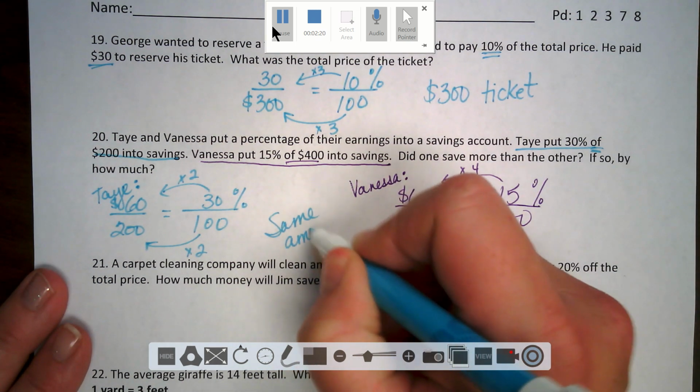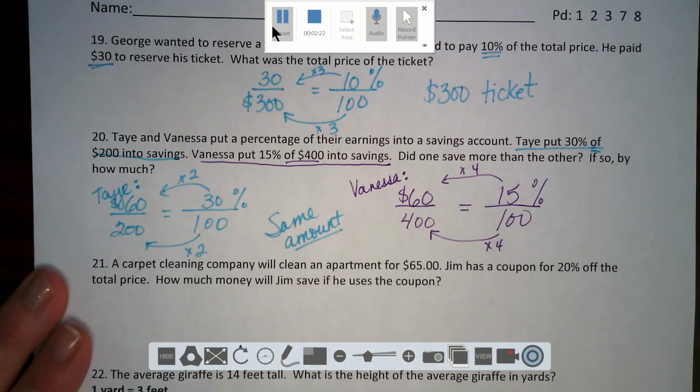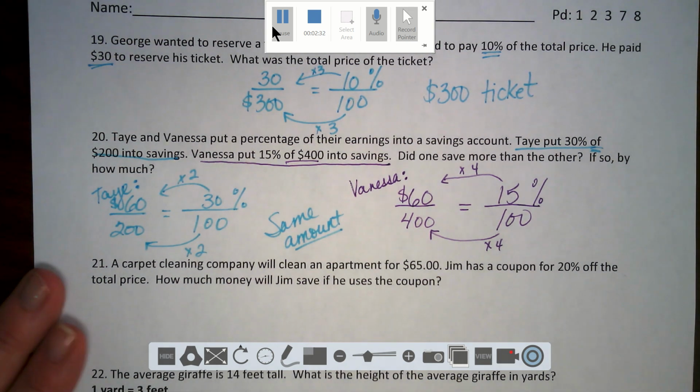Same amount. What if they had? If they had, find the difference. Yep, you have to find the difference. Just like we did with Tay's Market and Cannon's Grocery Store. We had to find the difference there.